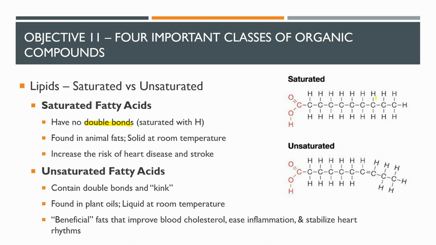We say that that one is saturated because it's saturated with hydrogens around there. And these are the ones that are going to be solid at room temp. Your saturated fats are solid at room temp, and saturated fats are your animal fats. So these are the ones that you're going to find in our bodies. Things like bacon grease or lard, all of those are saturated fats. And these are the ones that could lead to some heart disease and stroke.